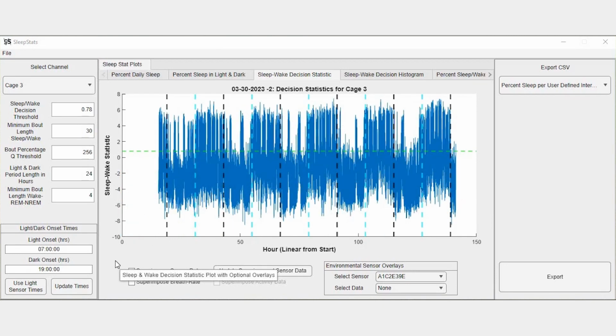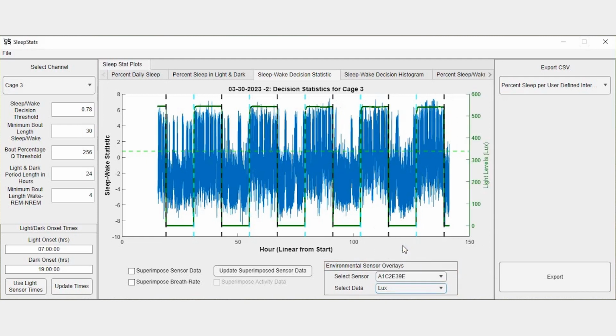Now, let's overlay the information collected from one of our environmental sensors. If the environment sensor data file is in the folder with the feature vector file, this options box becomes visible. If multiple sensors were used, they can be selected here. In this case, only one sensor was used in the room where the data was collected. Let's overlay the light level data. The value ranges are quite different from the decision statistics, so a second y-axis on the right is used in lux units. This right y-axis will be used for all the environmental parameters.